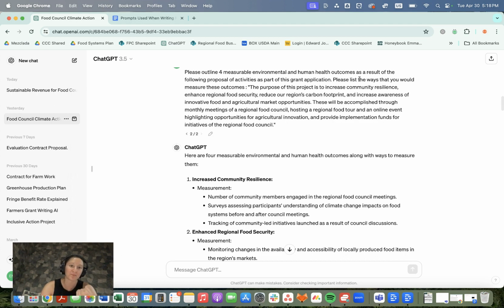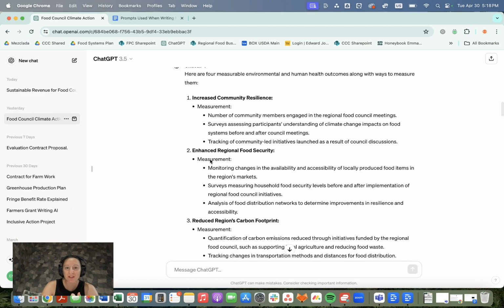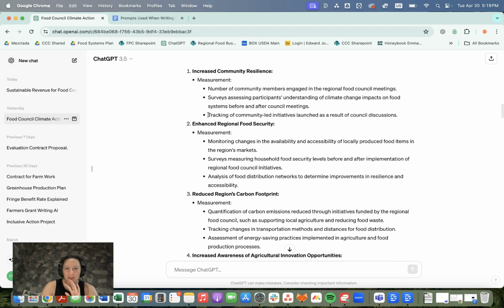And evidently that came from me not having those measurable pieces. So this is essentially what we ended up landing on for our outcomes: increase community resilience. And then we took some of these items from the measurement, but not all of them. Tracking of, I think this is the one we ended up using, tracking of community-led initiatives launched as a result of council discussions.